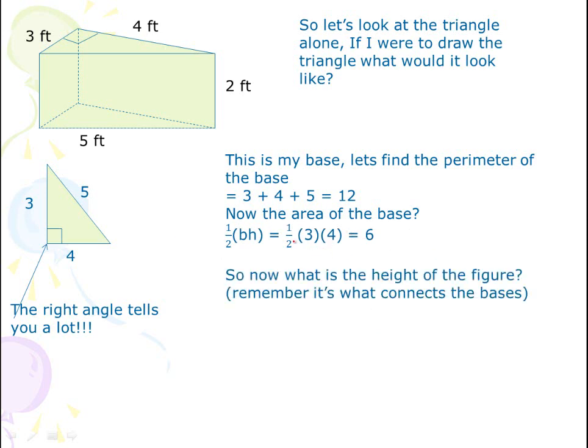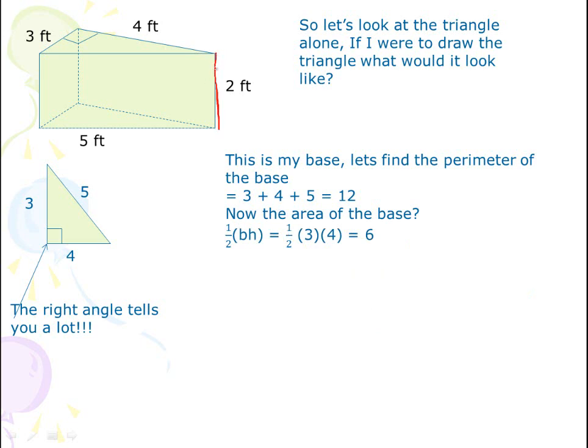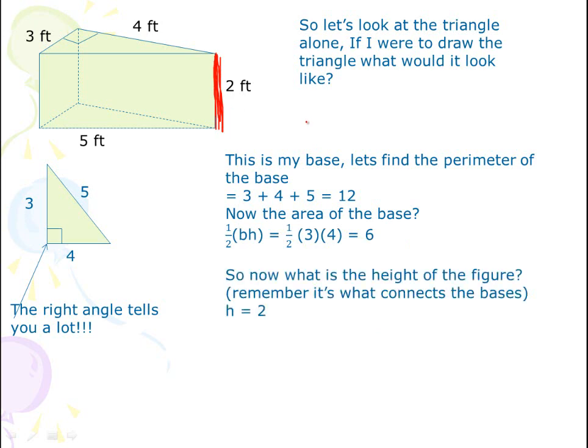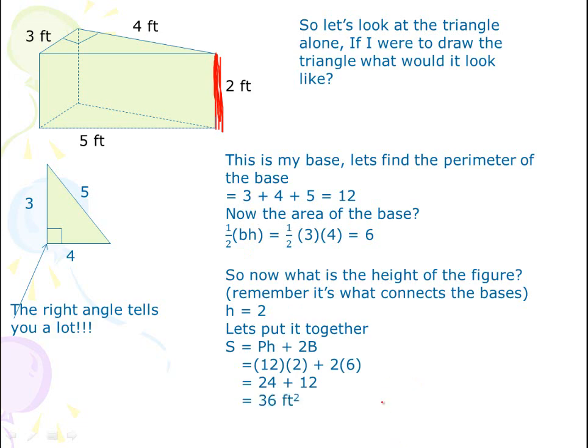So now my height, remember, is what connects the 2 pieces together that are the bases. So my height in this figure is 2. So let's plug it into the formula. 2 is my height. My perimeter is 12 and my area is 6. So that would give me 12 times 2 plus 2 times 6, which is 24 plus 12, which is 36 feet squared. Now, what would my, we'll do that on the next one.